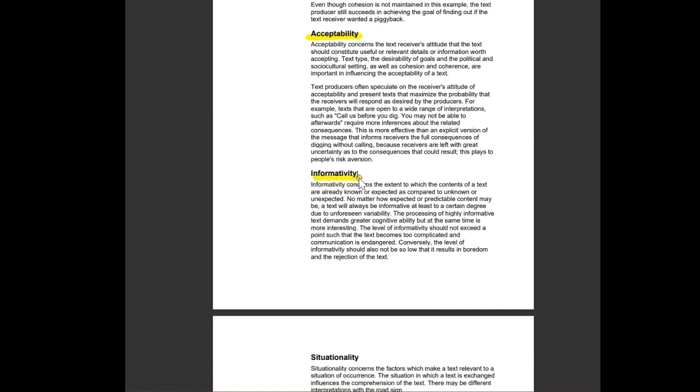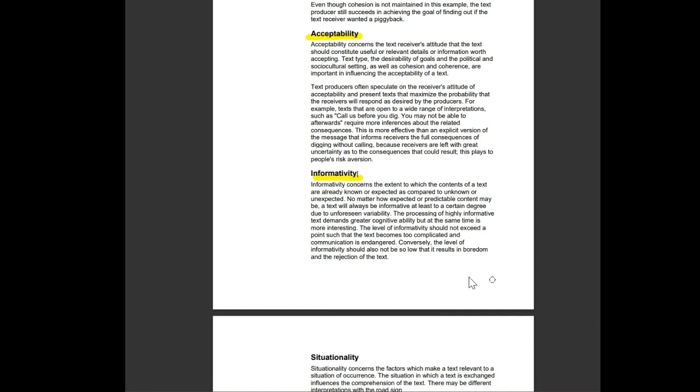The next one we have is informativity. Informativity concerns the extent to which the contents of the text are already known or expected compared to unknown and unexpected. No matter how expected or predictable content may be, a text will always be informative, at least to a certain degree, due to unforeseen variability. The processing of a highly informative text demands greater cognitive ability, but at the same time is more interesting. The level of informativity should not exceed a point such that the text becomes too complicated and communication endangered. Conversely, the level of informativity should also not be so low that it results in boredom or rejection of the text.